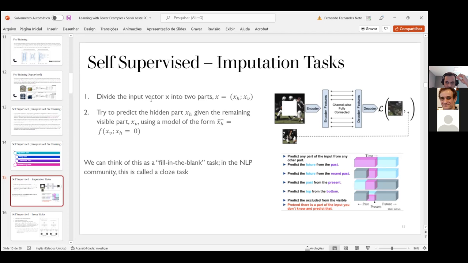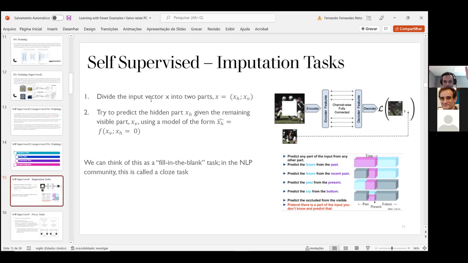So for example, here, in this example from the book, we remove a part of the picture, pass it through an encoder, we encode the features channel-wise into a fully connected way to the decoder. And then we try to reconstruct the hidden part which was not given to the algorithm.